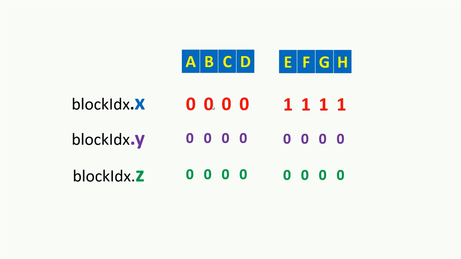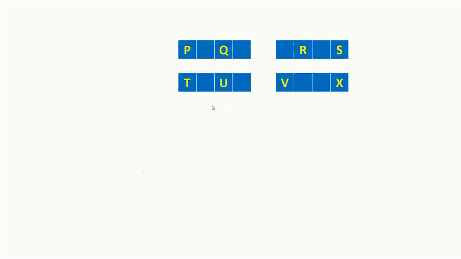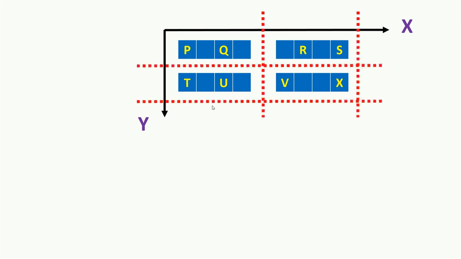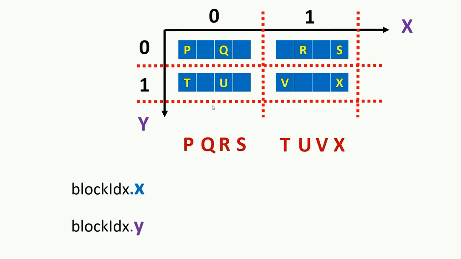Let's see another example now. In this example, we have a two-dimensional grid with 2 thread blocks in each dimension and each thread block has 4 threads in the x dimension. Here I have named some of these threads with letters. So let's assign blockIdx values for each of those named threads. This is going to be very easy if we imagine this grid in a Cartesian coordinate system and then divide thread blocks into slots as shown in this diagram. So here P and Q threads are in the thread blocks with index 0 in both x and y dimension. So blockIdx.x and blockIdx.y values are 0 for P and Q threads.